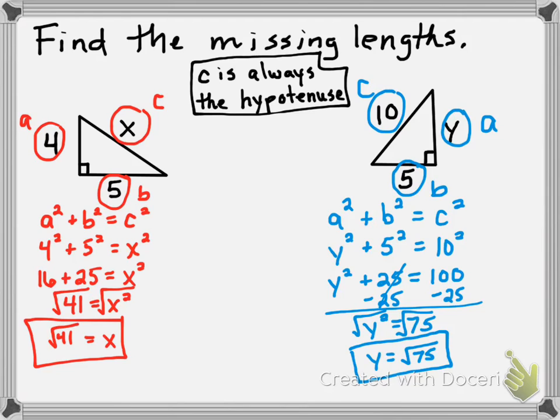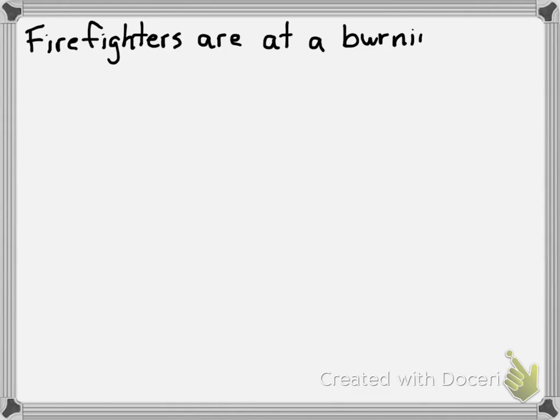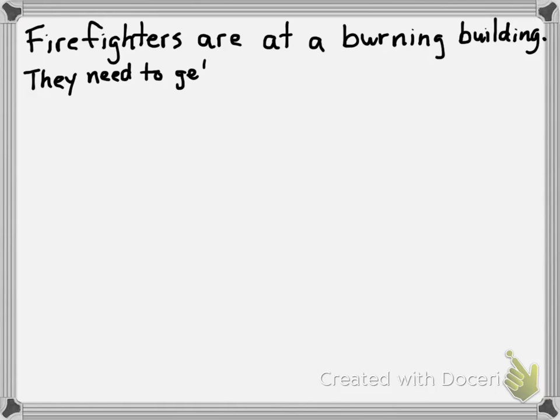Alright, now one last problem, and it's a word problem about firemen. Some firefighters are at a burning building, and they're trying to get to a window. But there's fire all around that window, so they need to get exactly to the window. They can't miss it a little bit.